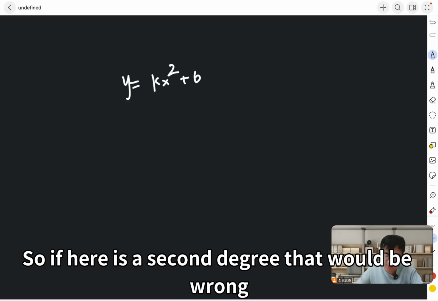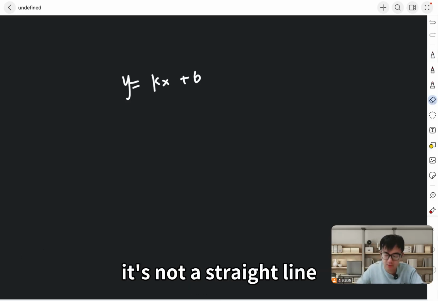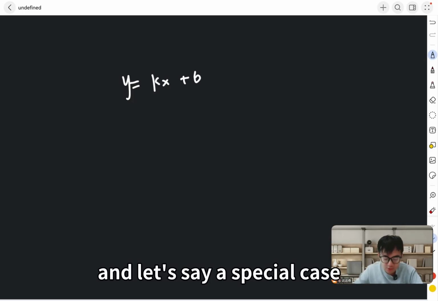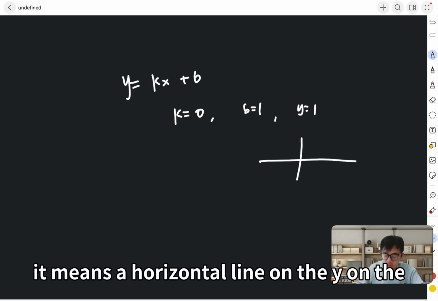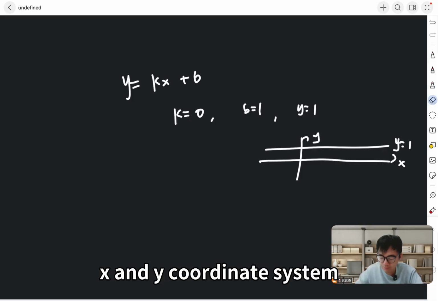If x is second degree, that would be wrong. It's not a straight line. Let's say a special case: k is 0 and b is 1. So y equals 1. It means a horizontal line on the x and y coordinate system.